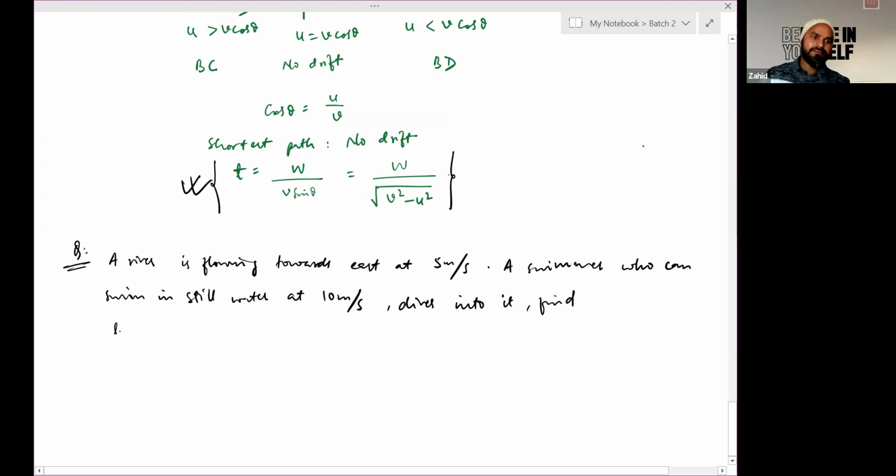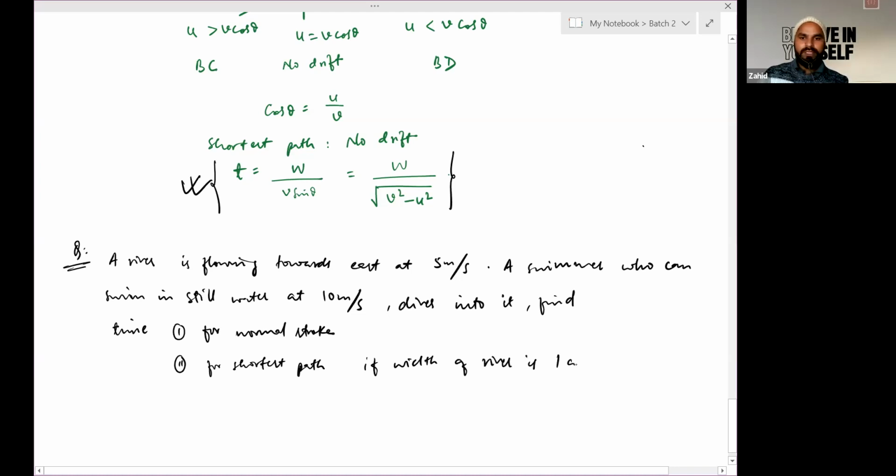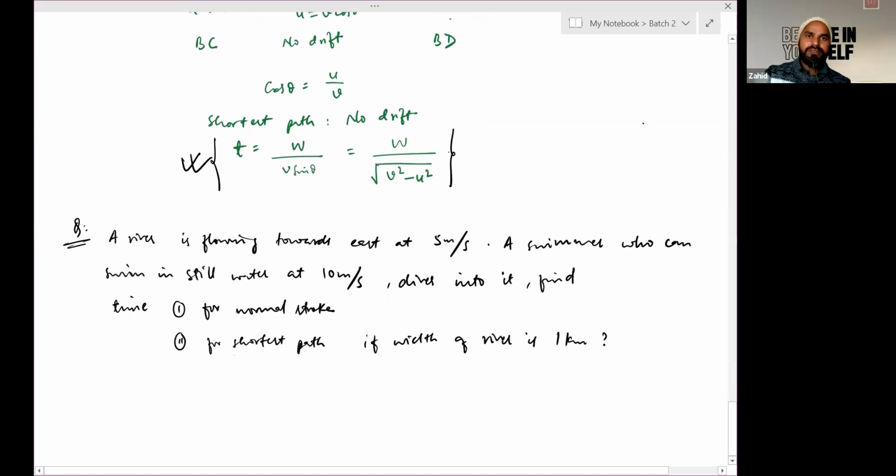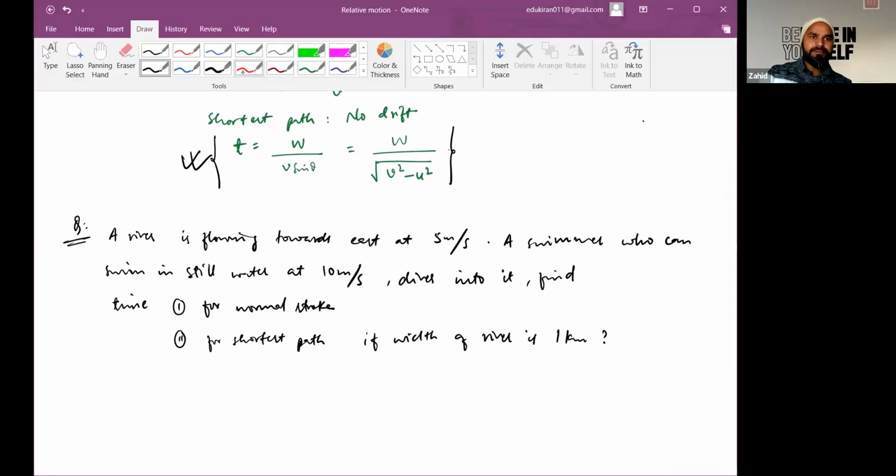Find the time, first for normal stroke, second for shortest path, if the width of the river is 1 kilometer. So according to the above situation, we have to relate this problem.